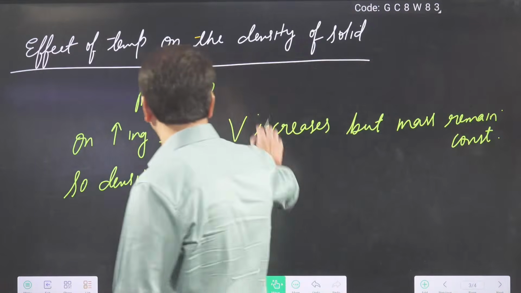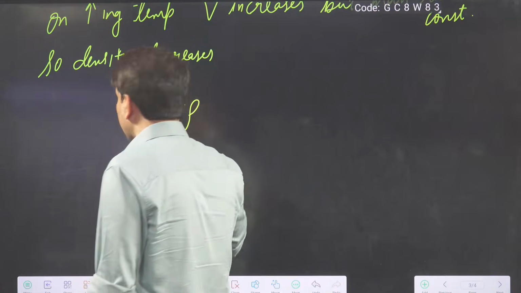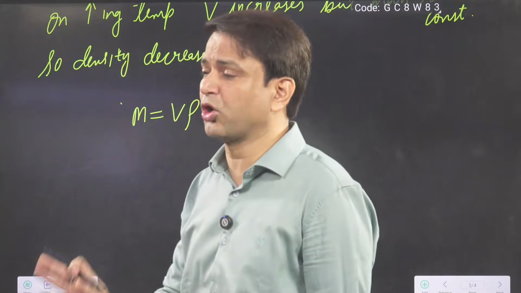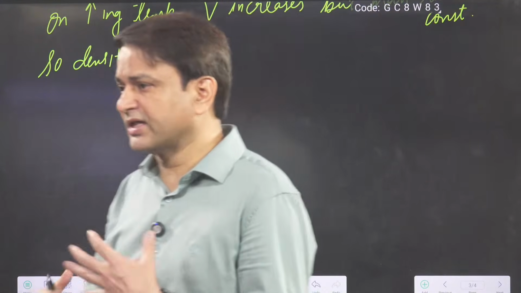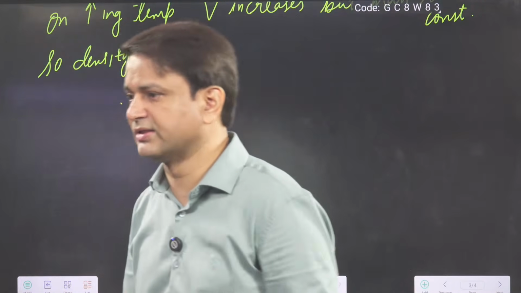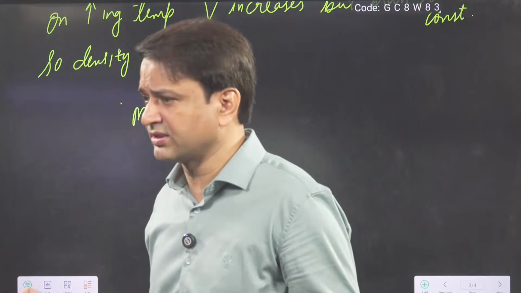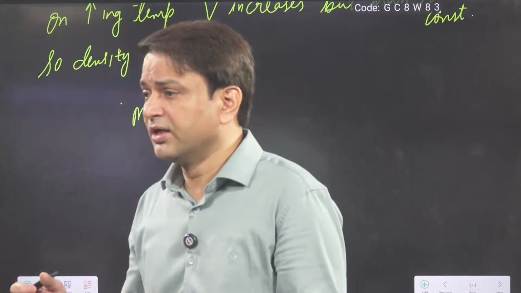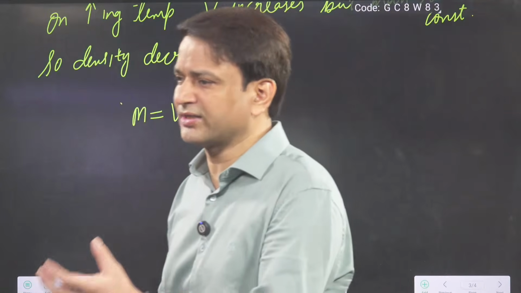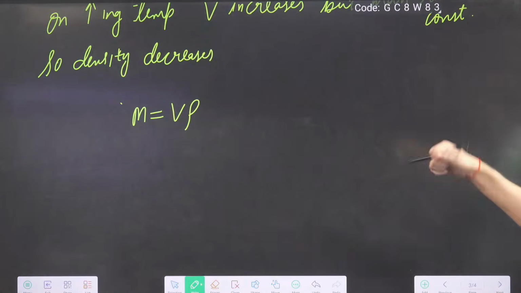Now, mass is equal to volume into density. Here both volume and density are changing, but mass does not change. I want to find the change in the volume and density. We know that on changing the temperature, volume and density change, but mass does not. To get the change in any function, we differentiate. So we will differentiate the left hand side and the right hand side.